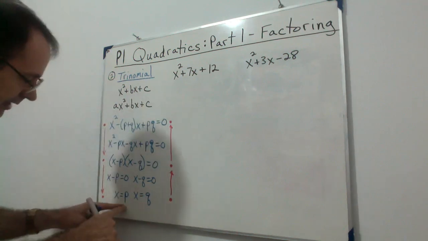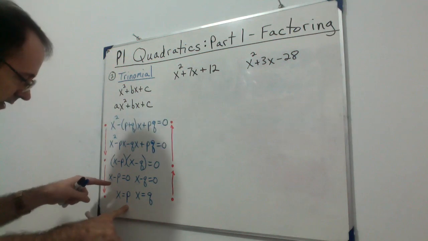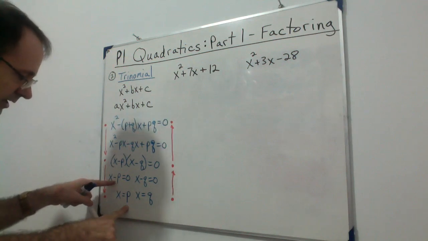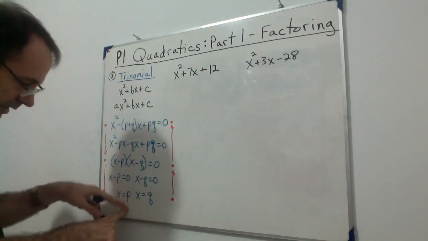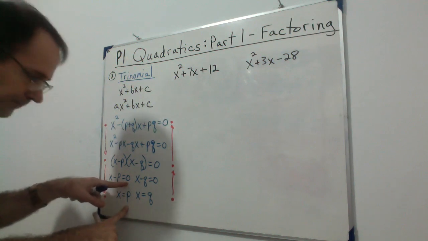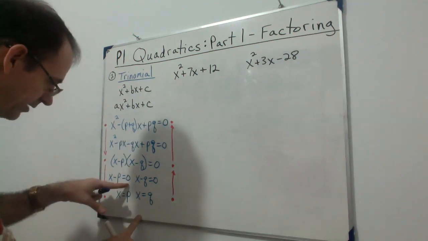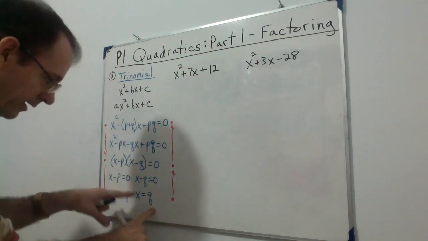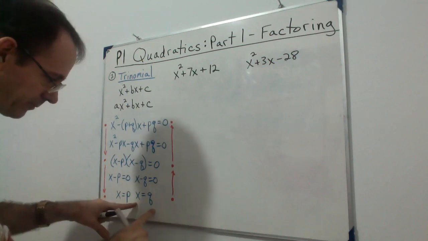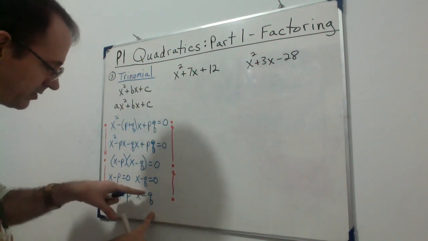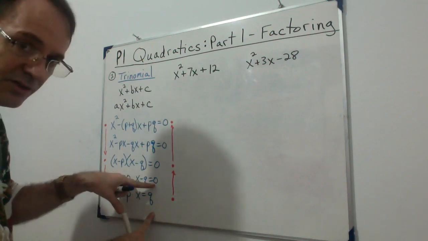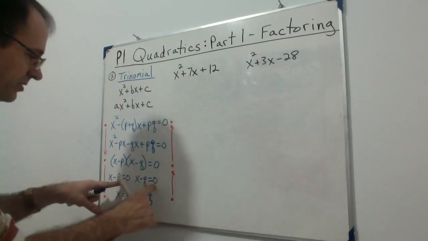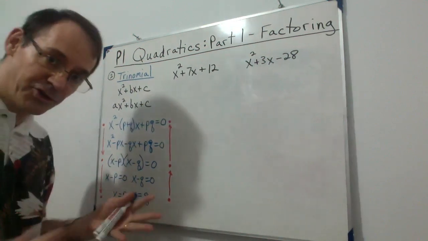And if we subtract P from both sides, we get a negative P over here, and P minus P becomes 0, right? If we subtract P from X, we get X minus P equals 0. Same thing with Q. If we subtract Q from both sides, we get X minus Q, and Q minus Q gives 0. Then we just put it together for our zero product rule.